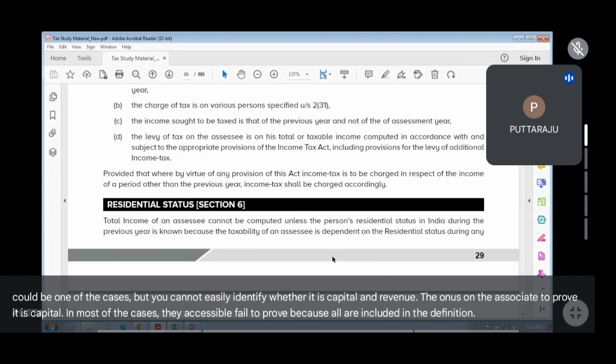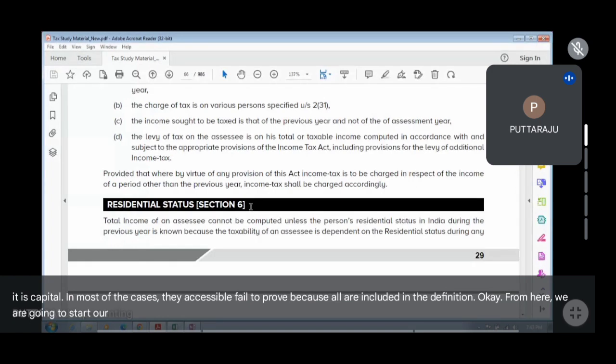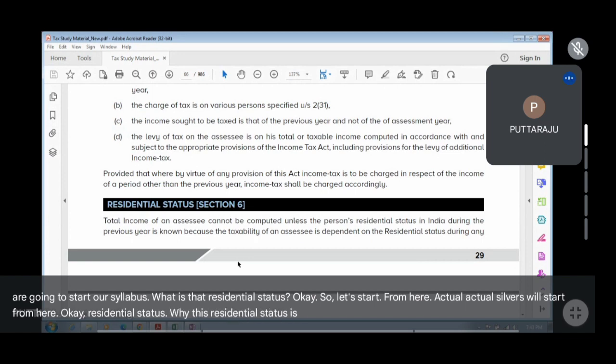Okay, from here we are going to start our syllabus. What is that? Residential status. Shall I start? From here, the actual syllabus will start. Okay, residential status. Why is this residential status important?